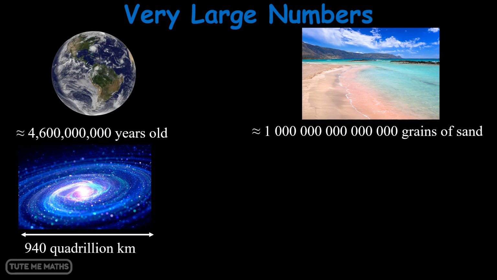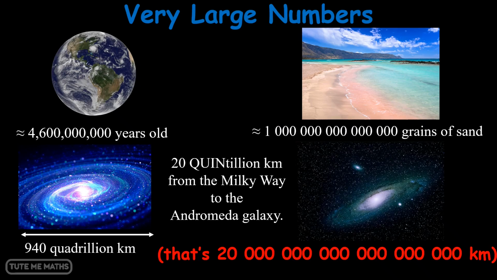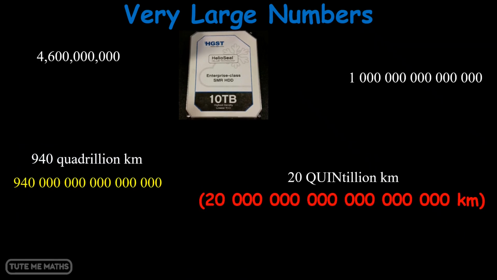940 quadrillion kilometres across our Milky Way galaxy. And from the Milky Way to the Andromeda Galaxy, a staggering 20 quintillion kilometres, which is 20 followed by 18 zeros. With the rapid advancement in digital storage, there is also an ever-increasing need to use very large numbers in day-to-day life. A 1 terabyte hard drive has 1,000 billion, which is a trillion, bytes of data.